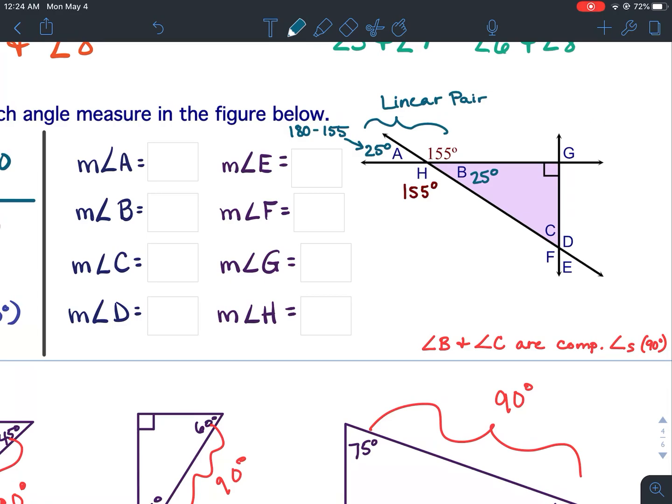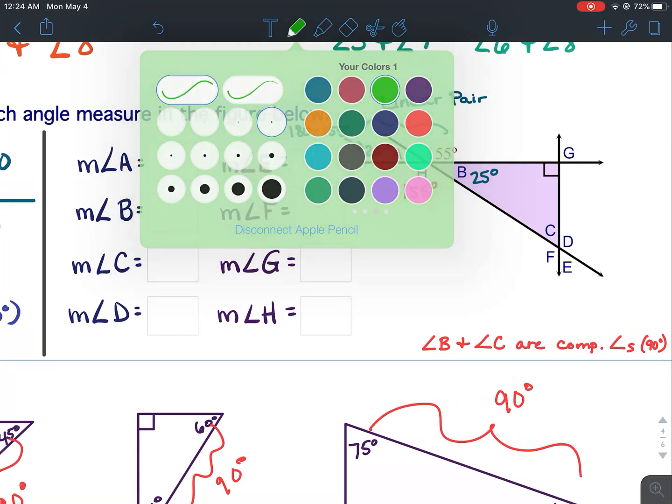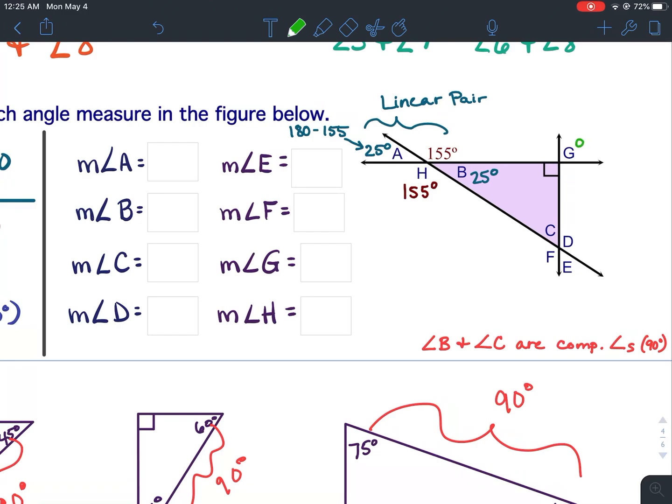All right, let's go to angle G. Well, anytime you have two lines that intersect, if one of the angles is 90 degrees, that means all of the angles have to be 90 degrees. If one is 90, then they're all, because they are perpendicular lines. Perpendicular lines, when they meet, form a 90-degree angle. So all of the angles are 90 degrees. So angle G is 90 degrees.